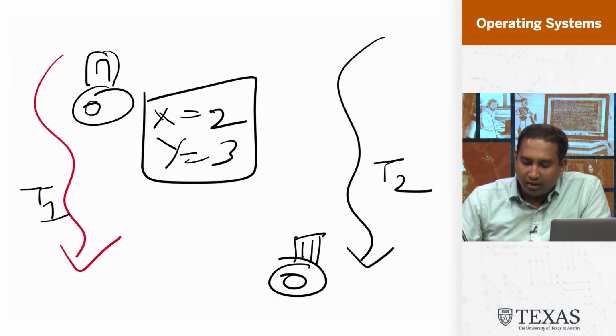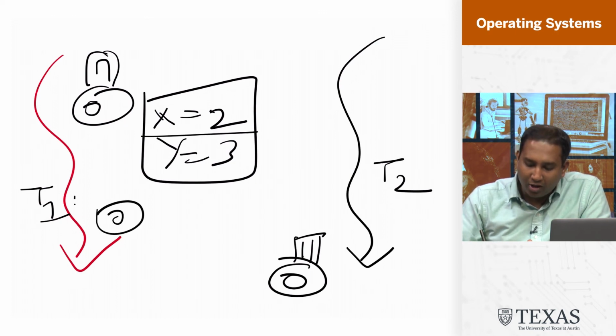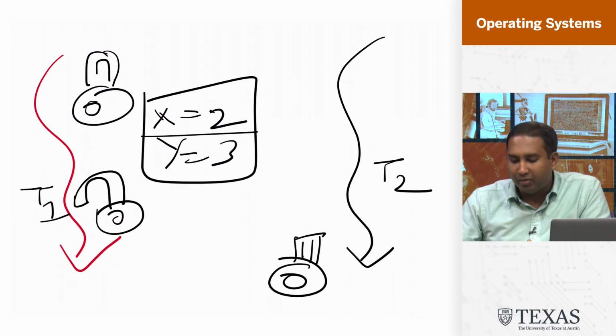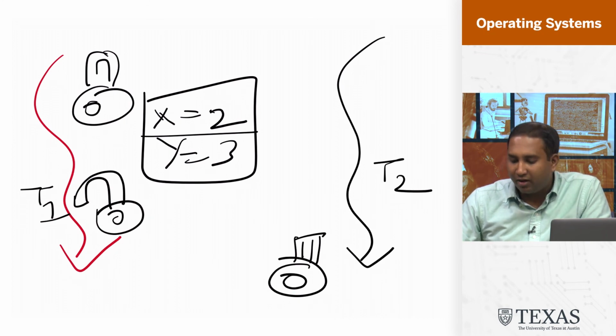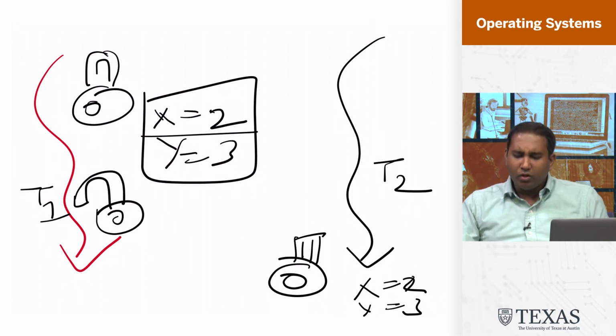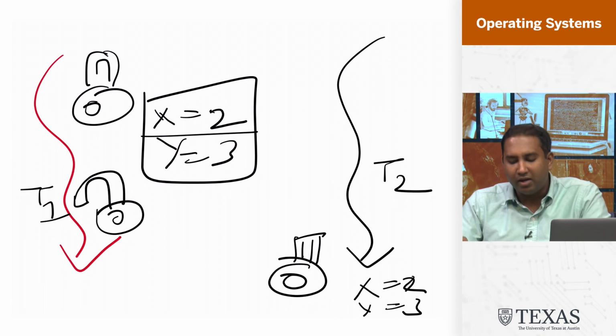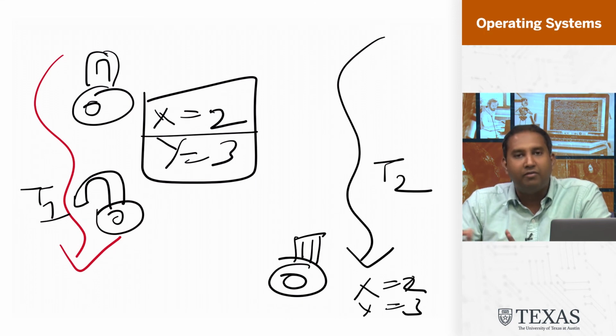So once T1 updates x and then updates y, it will unlock the values, and then T2 gets a lock on those values, and then you can see, oh, x equals 2 and y equals 3, and there's no problem. So you basically want a mechanism by which you can say, while I'm updating this piece of code or doing these instructions, nobody else can interfere.